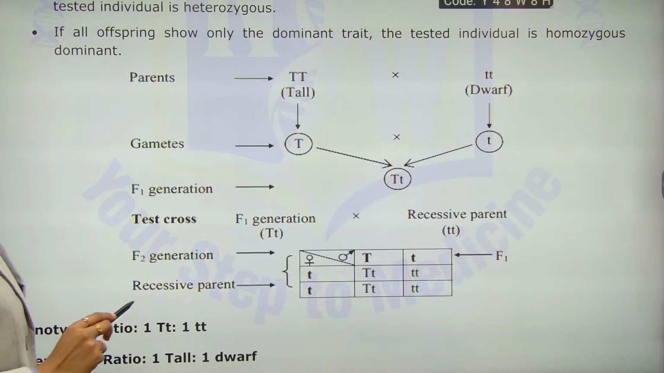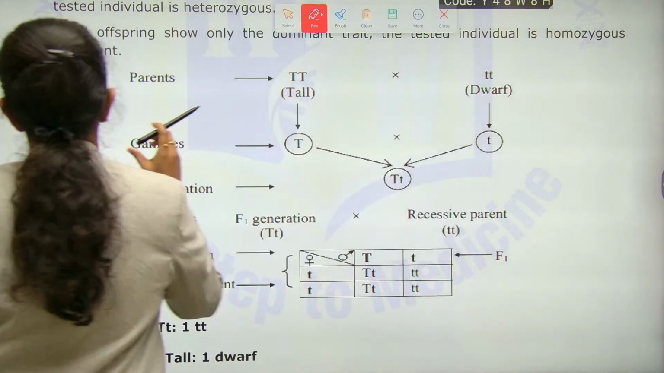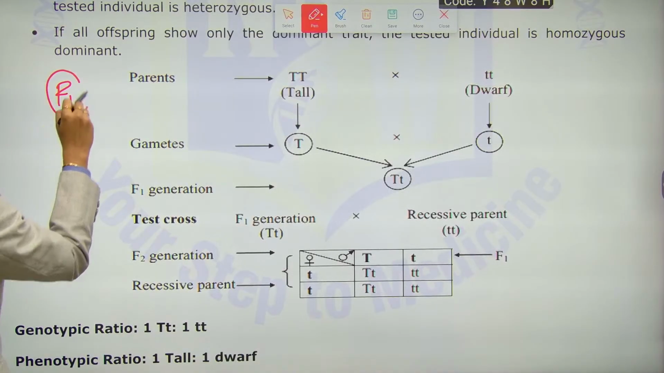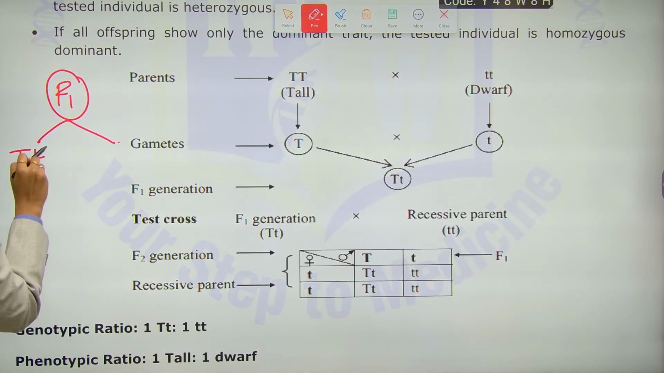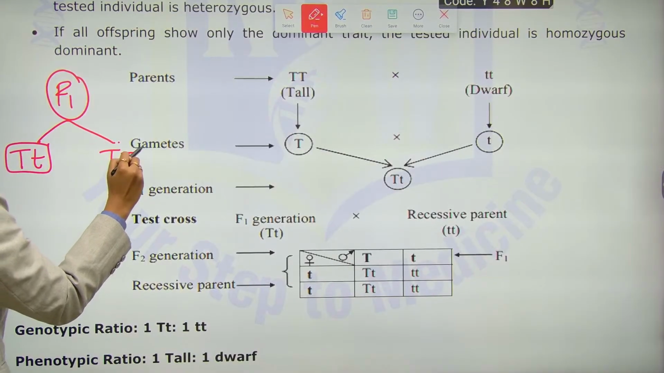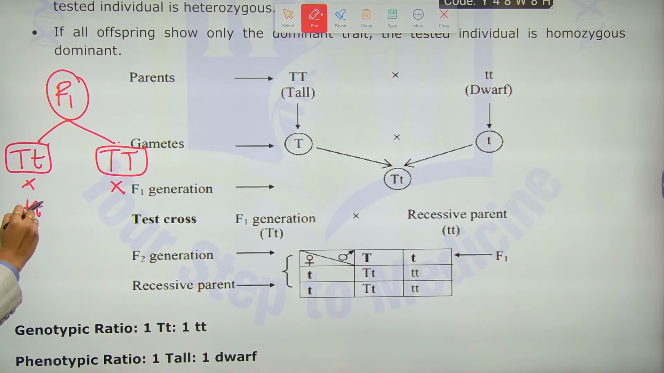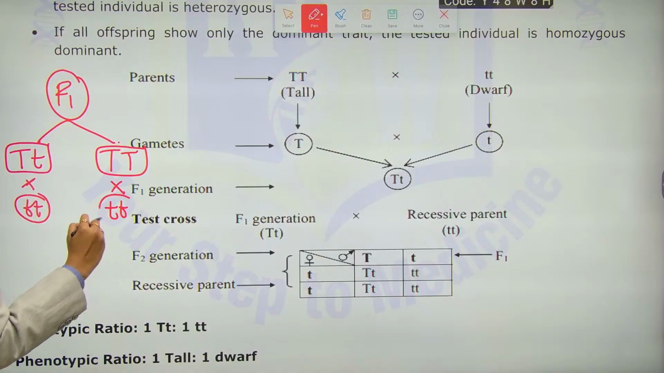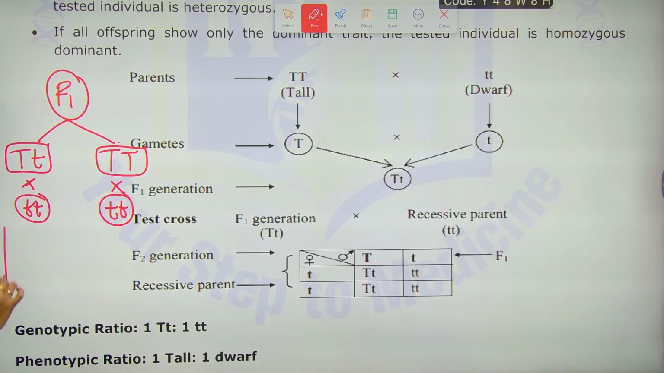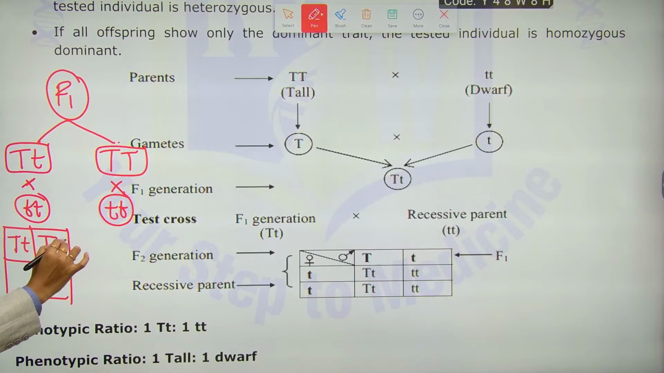Let us suppose in the F1 generation we have two conditions. The homozygous dominant, capital T capital T, is crossed with the recessive parent, small t small t. Here the offspring will all be capital T, small t, heterozygous, so the phenotype will be tall only.